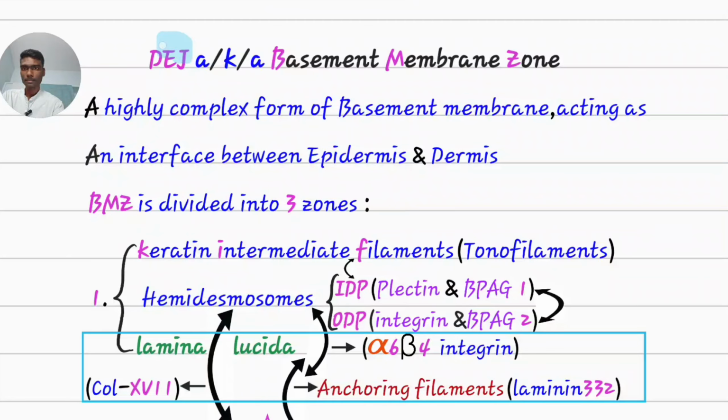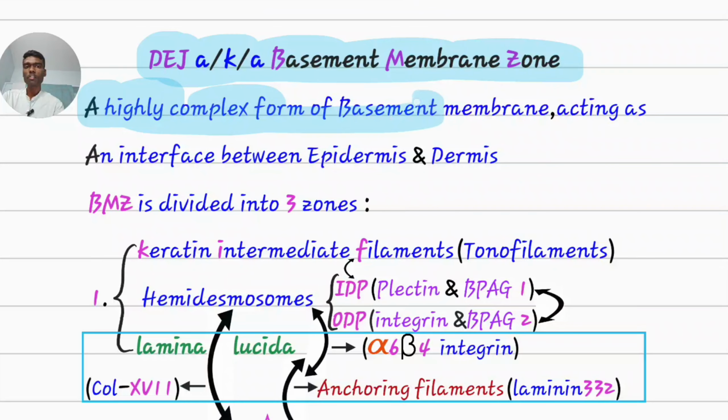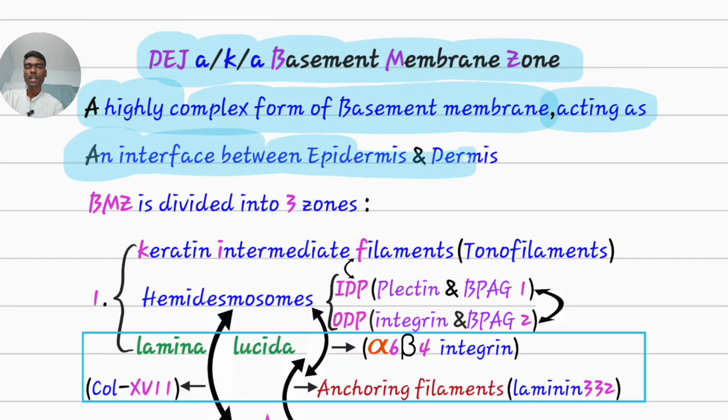Epidermal junction, also known as basement membrane zone, is a highly complex form of basement membrane, acting as an interface between epidermis and dermis. Interface means junction. It is acting as a junction between epidermis and dermis. That's why it is called epidermal junction.